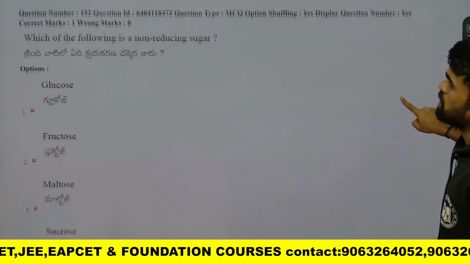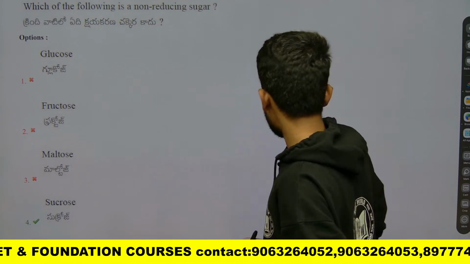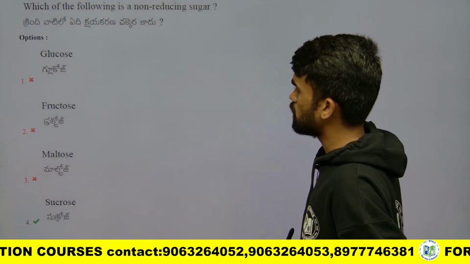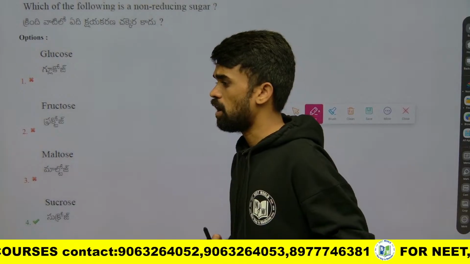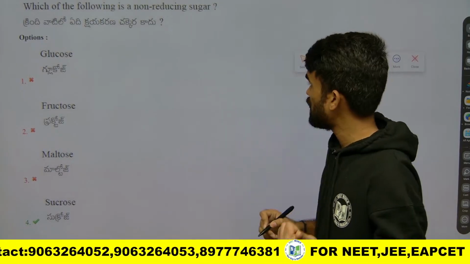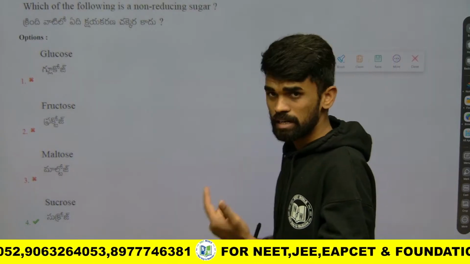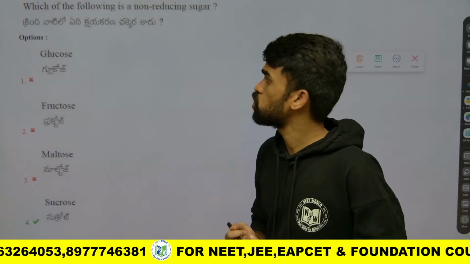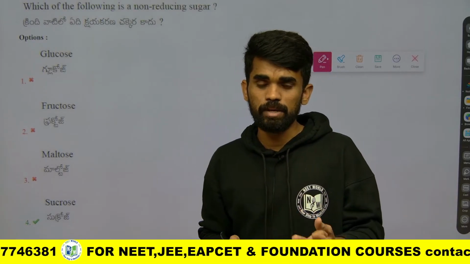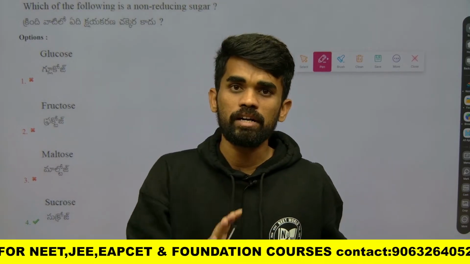Okay, next, which one of the following is a non-reducing sugar? See, whenever they ask a question about reducing and non-reducing sugar, there should be a free aldehyde group. I mean, it should have a hemiacetal or hemiketal form, only then can they act as reducing sugars. If it does not have the hemiacetal or hemiketal form, or if it has an acetal or ketal form, they are non-reducing sugars.